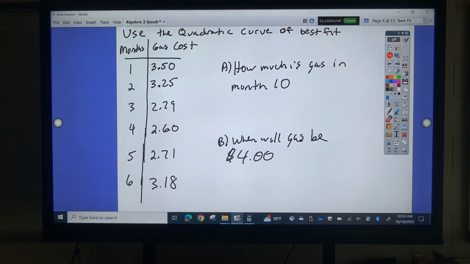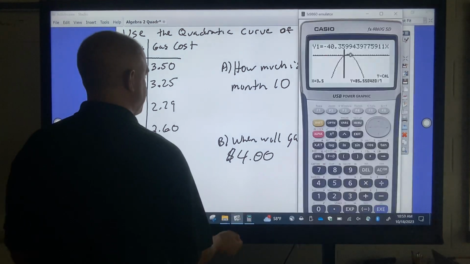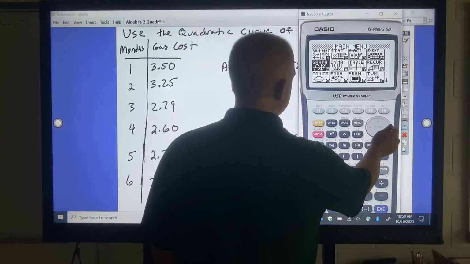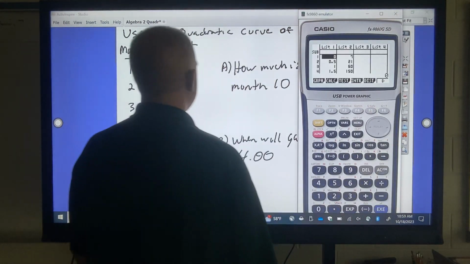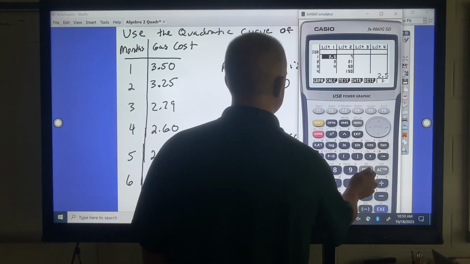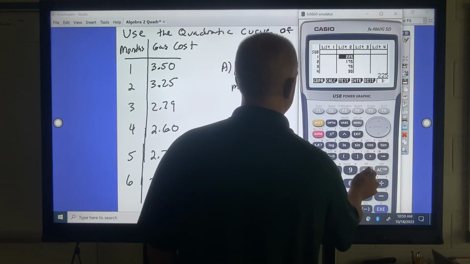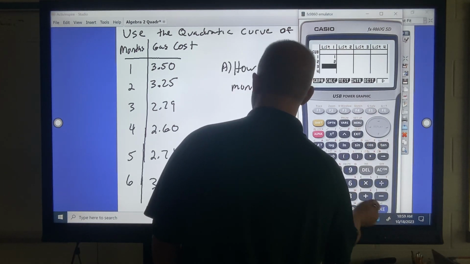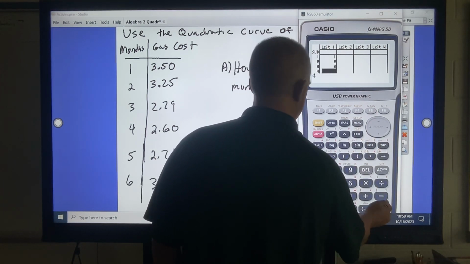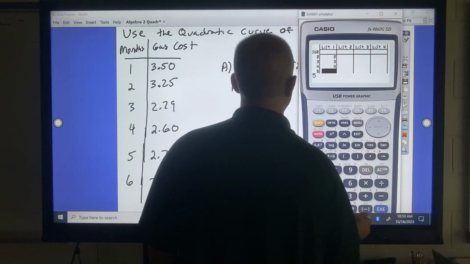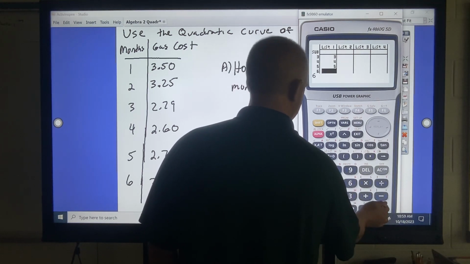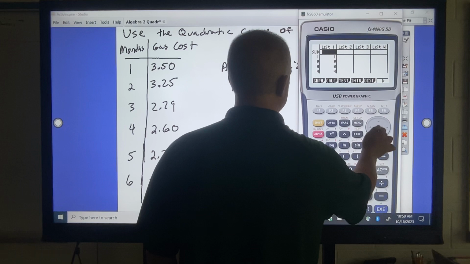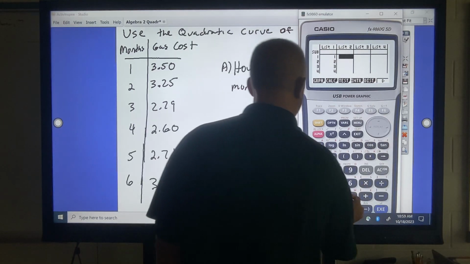Okay, let's say this is the cost of gas, months. So I go to menu and stat. I'm gonna go ahead and delete these things. Okay, so I put in 1, 2, 3, 4, 5, 6. Type these numbers in, okay?